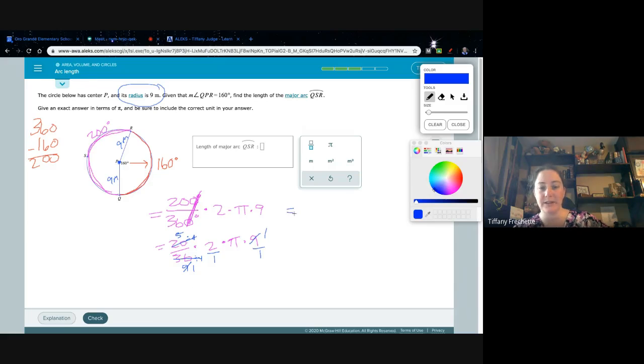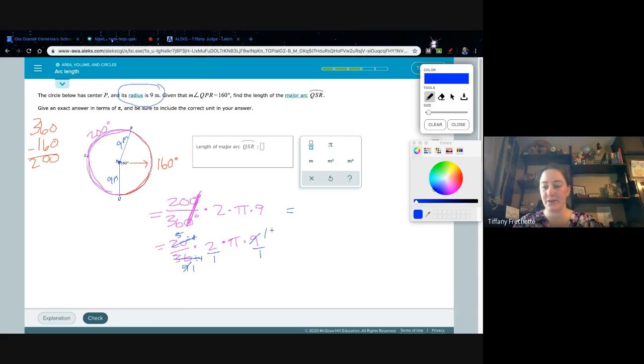So let's rewrite this so that we can see what exactly is left over here. So I have 5 on the top here, 1 on the bottom. I have 2 on the top here, and 1 on the bottom. And then pi, and then I have 1 and 1, so that cancels itself out. So now we're just going to multiply across the top and across the bottom. I have 5 times 2 is 10. 1 times 1 is 1.